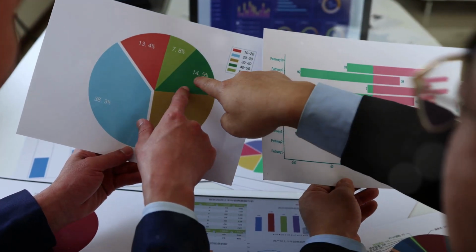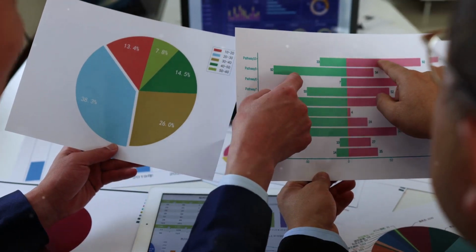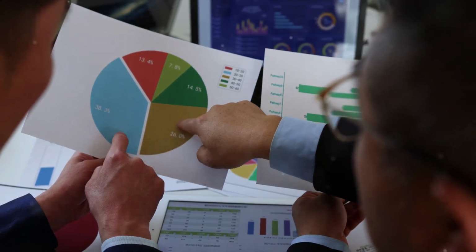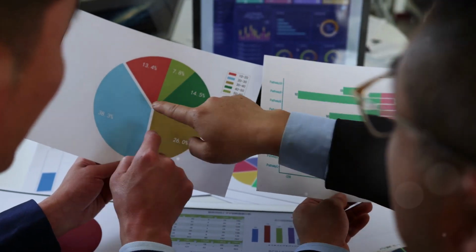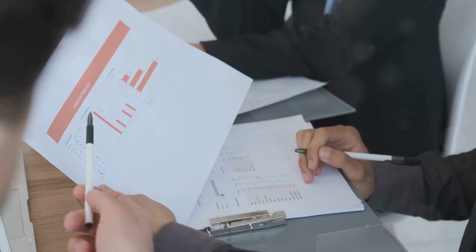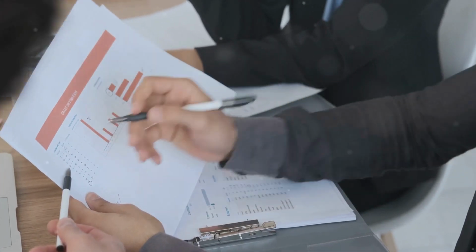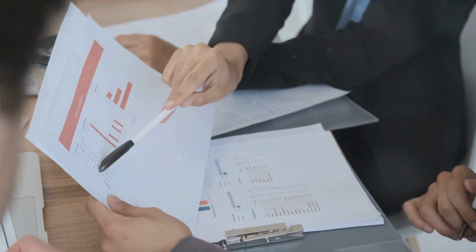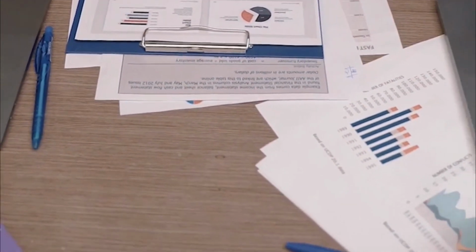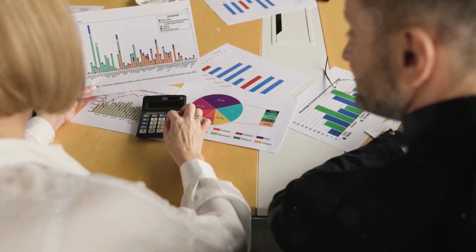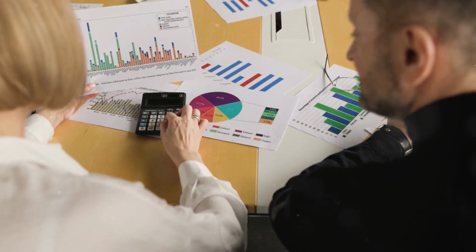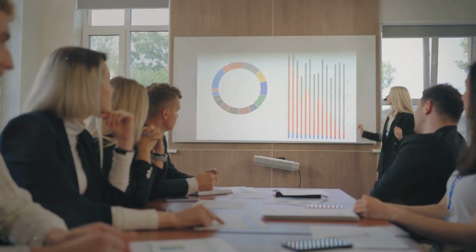EBITDA, or earnings before interest, taxes, depreciation, and amortization, is a measure of a company's overall financial performance. It focuses on profitability before the impact of financing decisions, taxes, and accounting methods for depreciation and amortization. EBITDA is used to compare profitability between companies, as it removes factors like interest rates and tax regimes that vary by company or region.